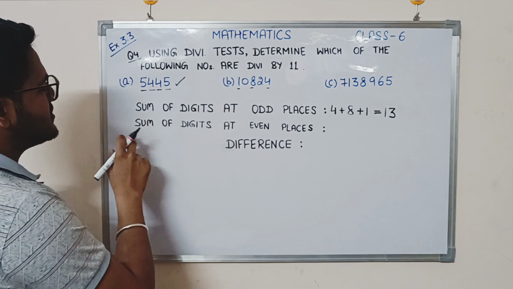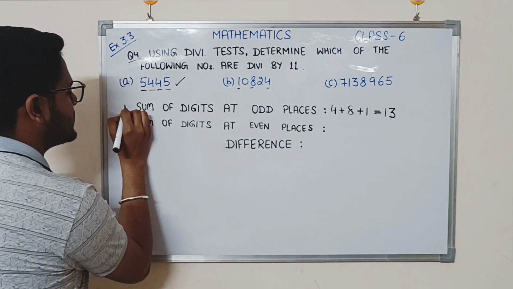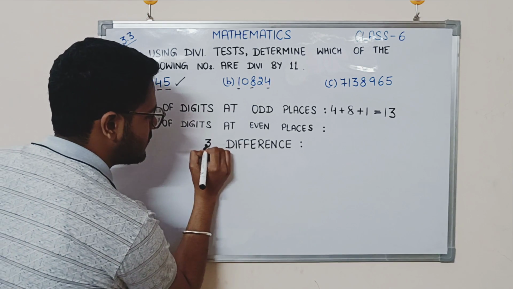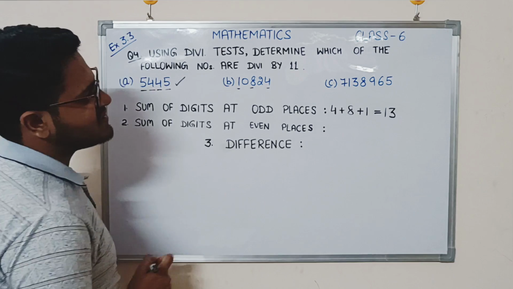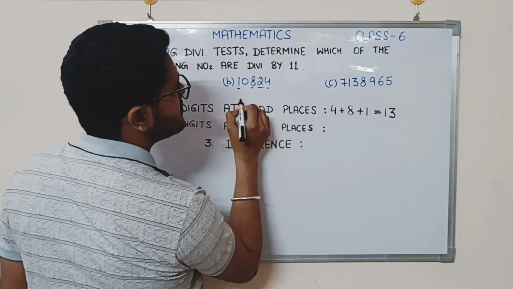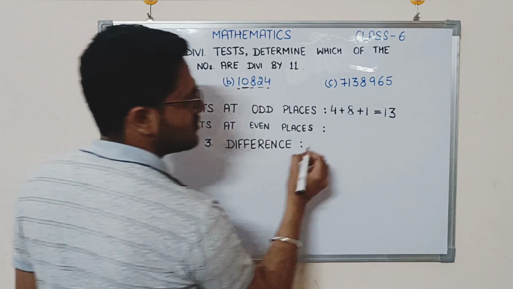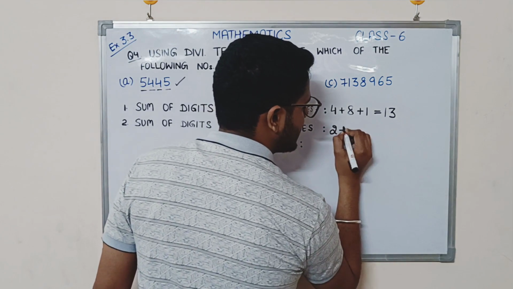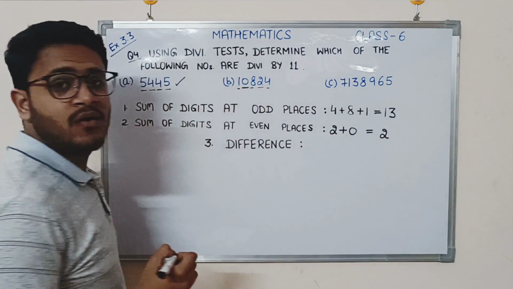This is the first step, the second step, and this is the final step. The second step is the sum of digits at even places. Even places are the second place and fourth place. So it will be 2 plus 0, which is nothing but 2.